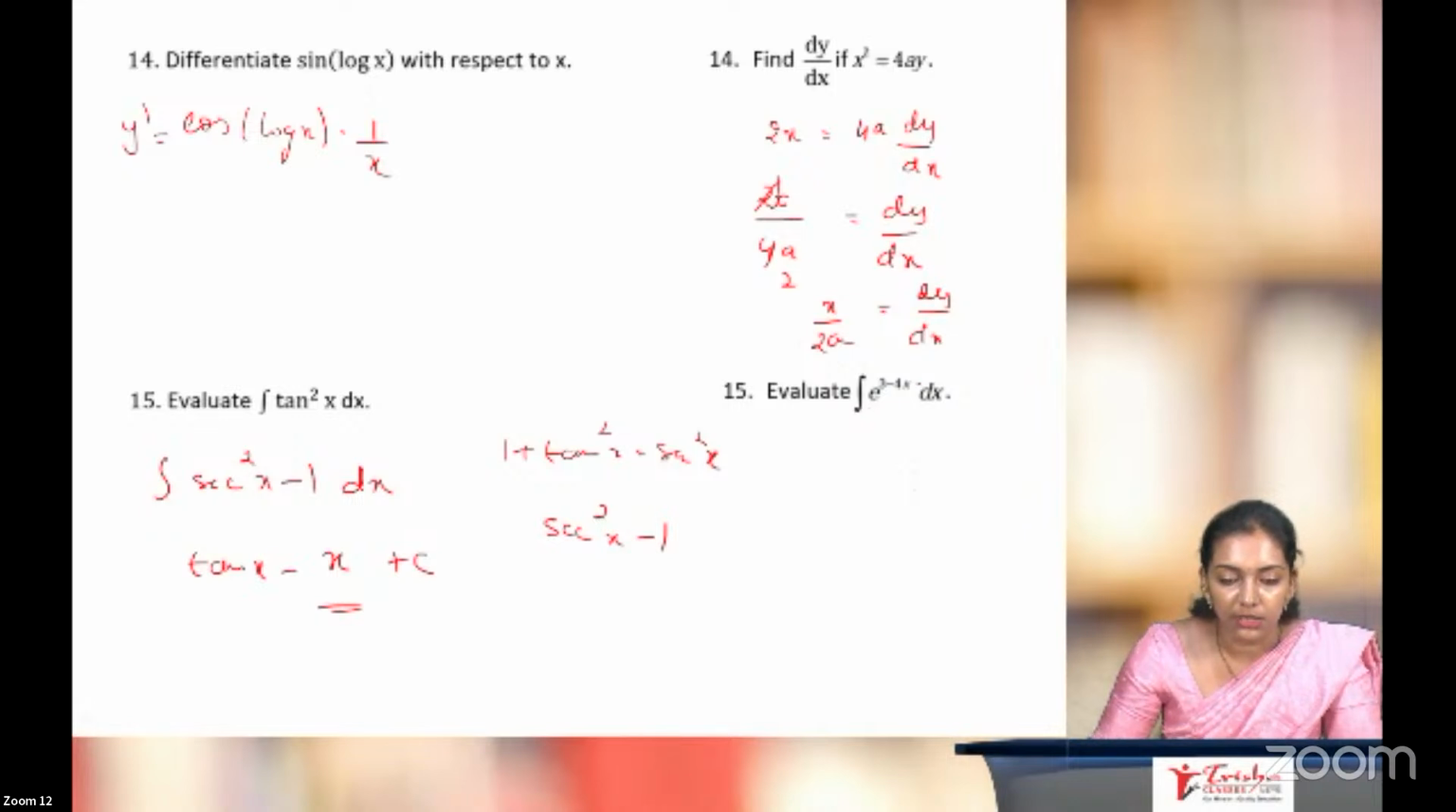So please solve this. It is of the form a to the power ax plus b, so divide by a. One of this kind we have already solved. Just go through it.